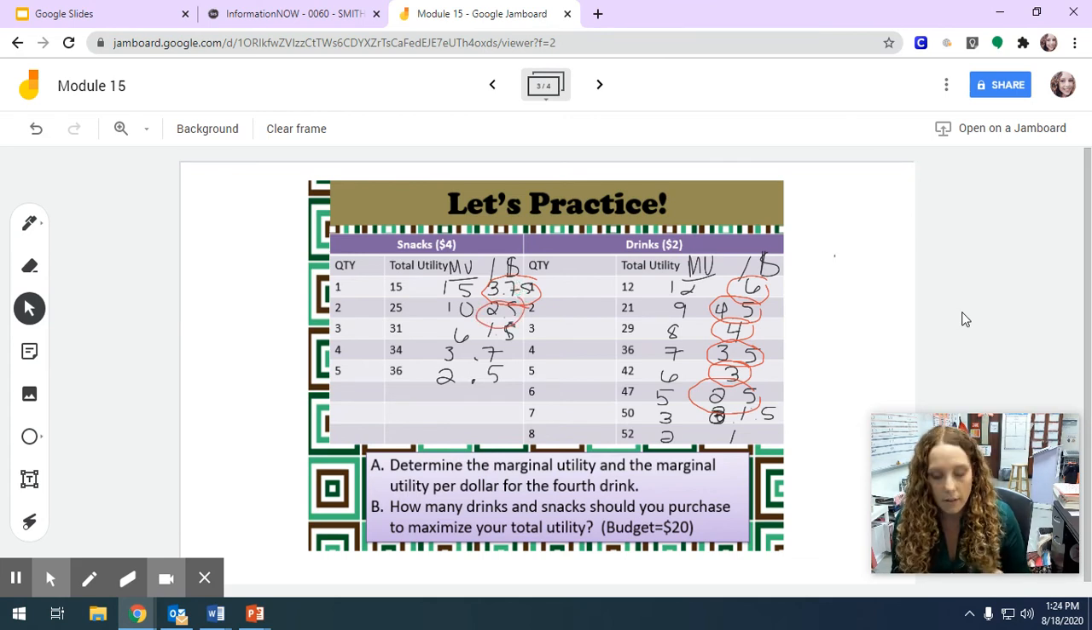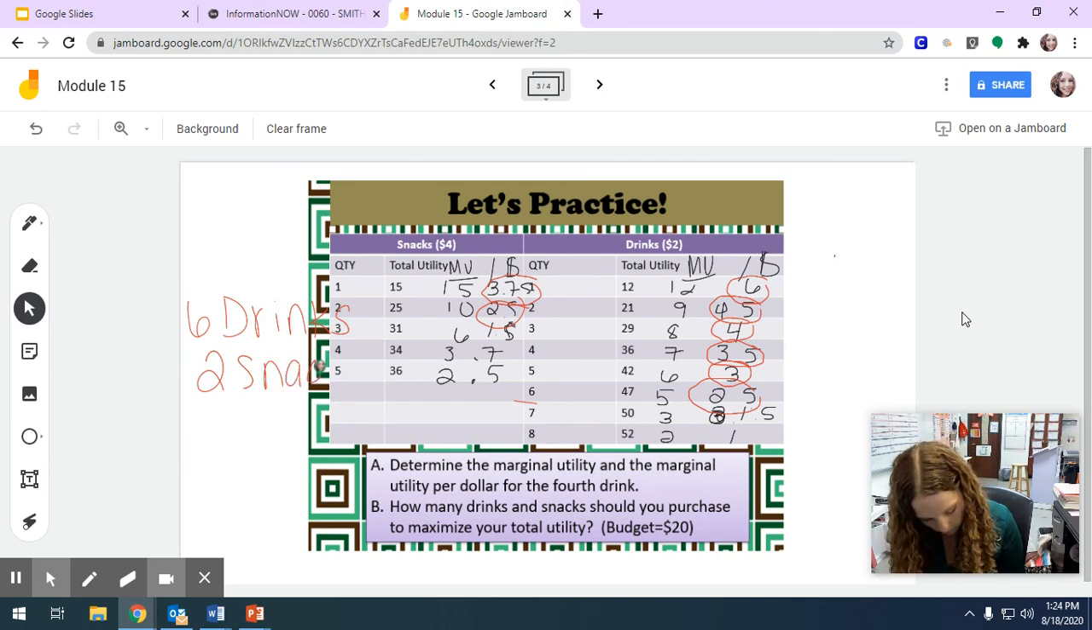And so my answer there, the total that I would buy would be 6 drinks and the 2 snacks. Forgot what letter I was on. There we go. So that's the answer to that one. So hopefully you got 6 drinks and 2 snacks. If you didn't, figure out what you did wrong, and let's try to correct it on this next and last example. So one more example to work through.